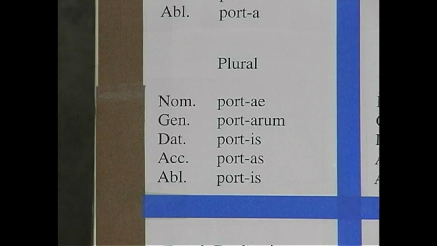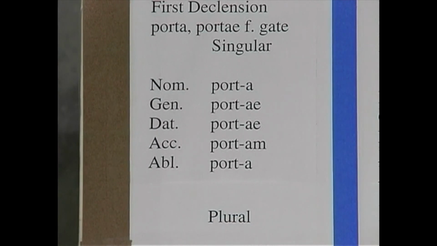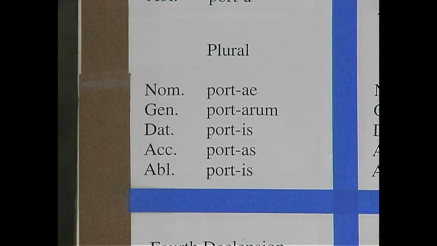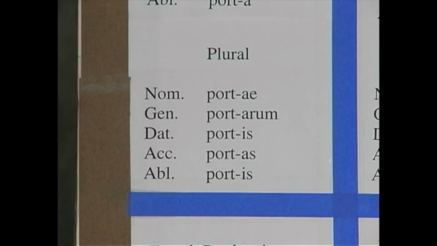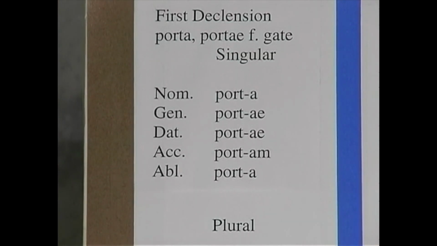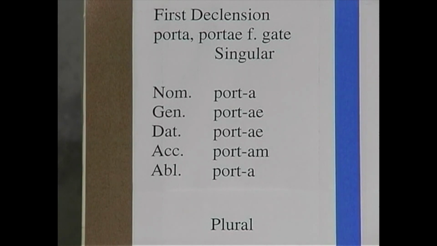So the endings that you need to memorize for first declension Latin nouns are a, ae, ae, am, a, arum, is, as, is. You add these first declension endings to the noun base. Similar to a verb, verbs have stems, nouns have bases.